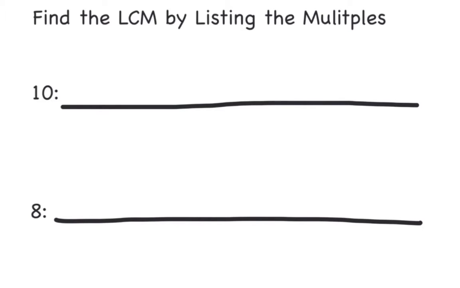We're going to find the LCM by listing the multiples. Remember, LCM stands for the least, the smallest common multiple that two or more numbers share. Remember, multiples are the answers to multiplication problems. Let's start by listing the first 5 multiples of 10.